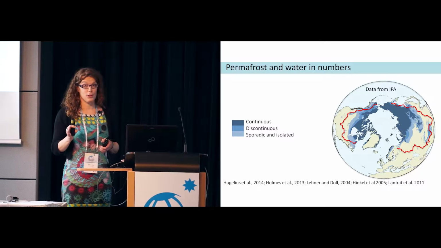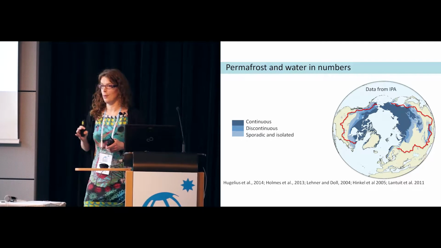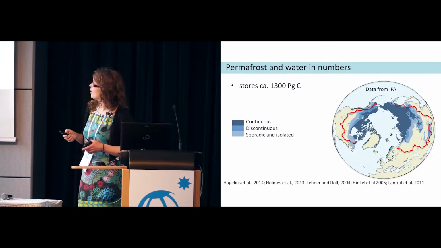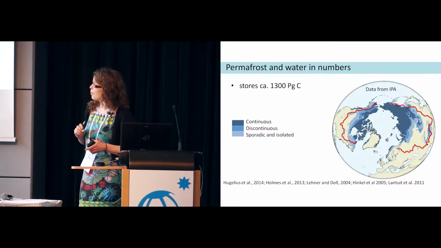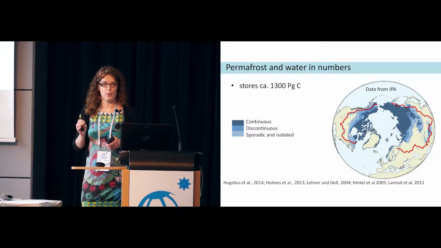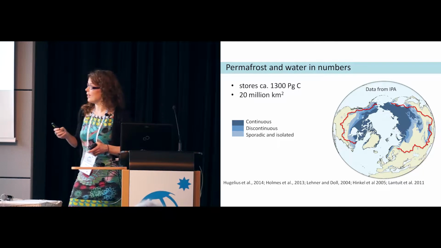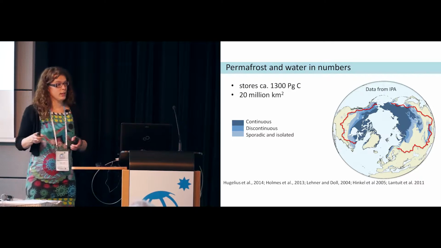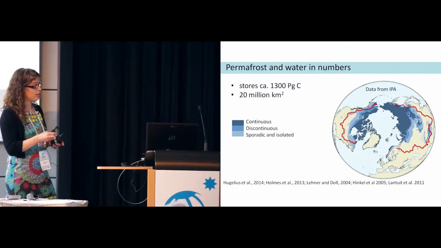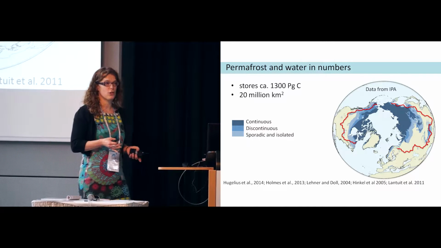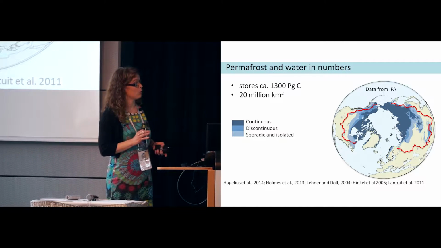So you're all familiar with this map, I suppose. For my first slide, I thought I'd combine a little bit of numbers on permafrost, on water, and on carbon. Permafrost stores a lot of carbon, about 1,300 petagrams. Most of this is located in the Arctic Ocean watershed, outlined here in red, which is about 20 million square kilometers. 60% of this is located in Russia and about 30% in Canada.